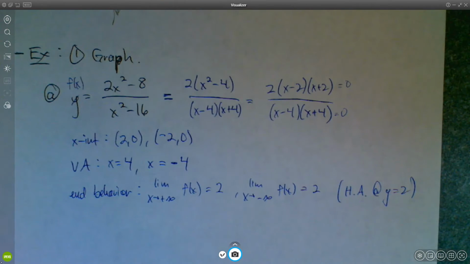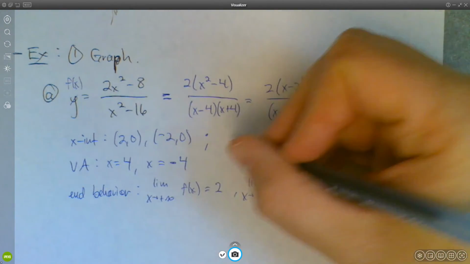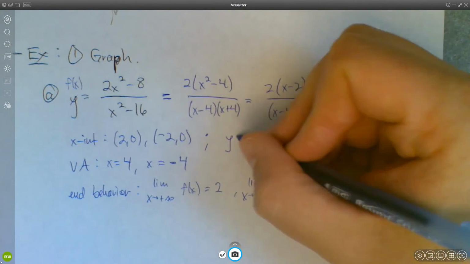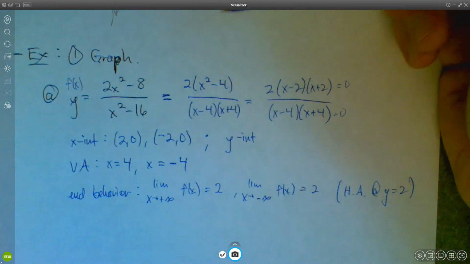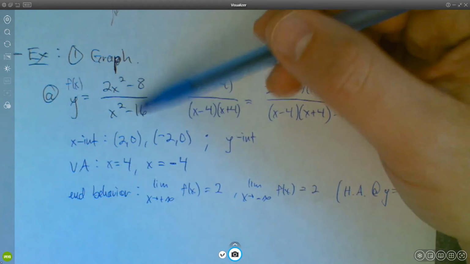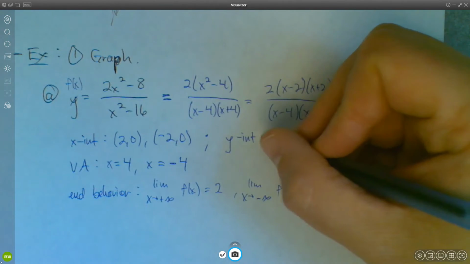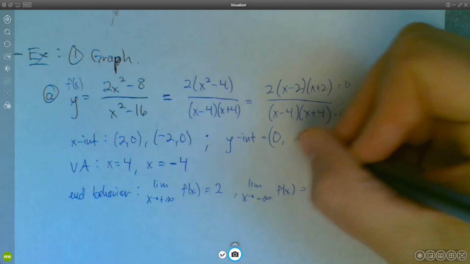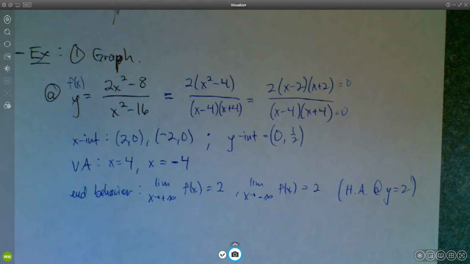Okay, so this is all good information. I suppose I could find my y-intercept as well. I've got my x-intercepts there. I get my y-intercept by plugging in 0 for x. If we plug in 0 for x, we get negative 8 over negative 16. That's 1/2. So (0, 1/2) is my y-intercept. Okay, so I've got all kinds of good information.